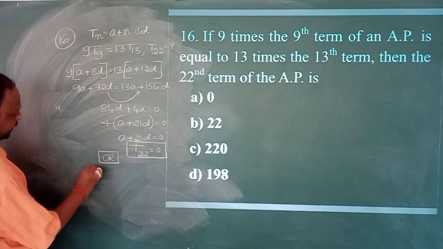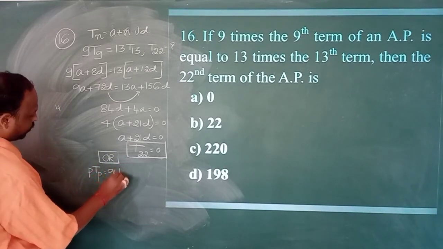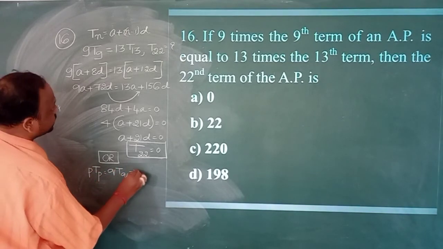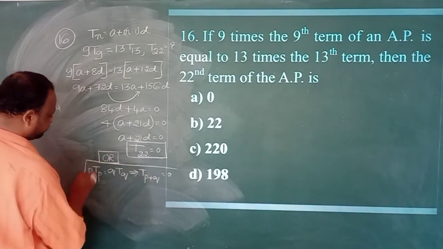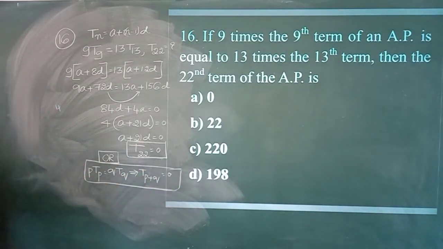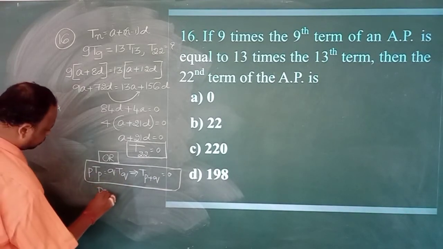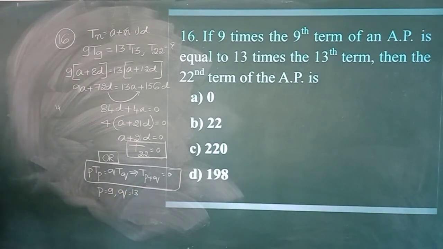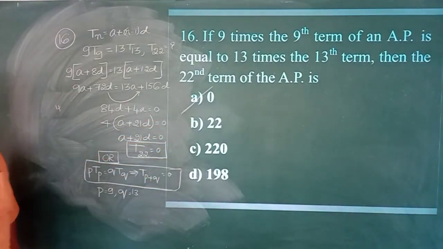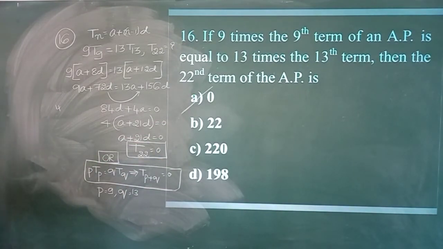Or if I write p Tp is equal to q Tq, which implies T of p plus q is equal to 0. The simple one. Here p is 9 and q is 13. 9 times T9 is equal to 13 times T13, which implies T22 is equal to 0. Directly you can put 0. Option E. So this is a shortcut method.